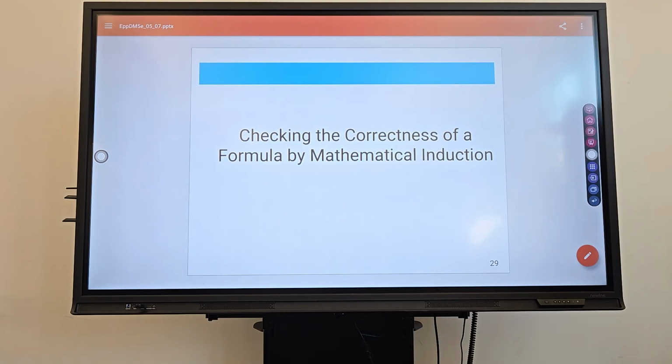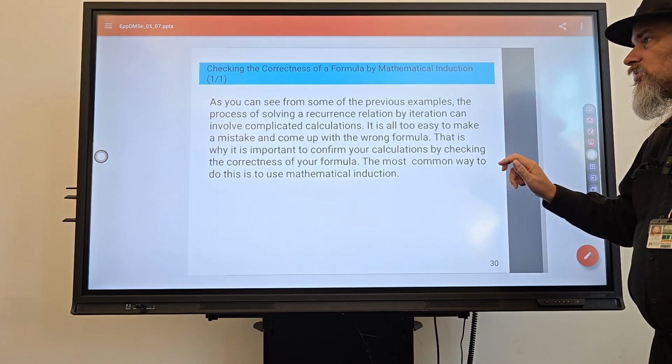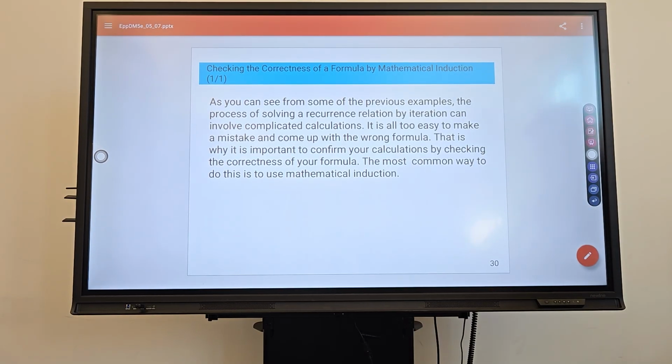Checking the correctness of a formula by mathematical induction. So you can see from some of the previous examples, the process of solving a recurrence relation by iteration can involve complicated calculations. It is all too easy to make a mistake and come up with the wrong formula. That is why it is important to confirm your calculations by checking the correctness of your formula. The most common way to do this is to use mathematical induction.